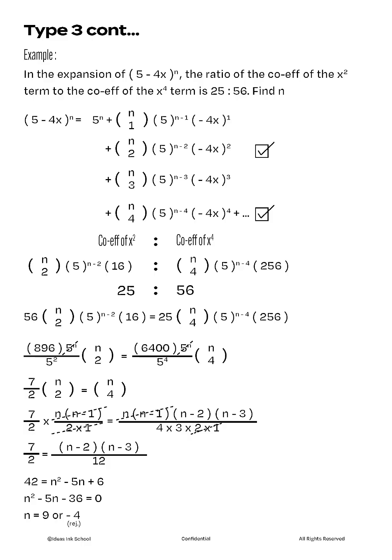Okay, so the next type of type 3 question is also very famous. So take a look at the example on the page, right? The example says that in the expansion of (5 minus 4x) to the power of n, the ratio of the coefficient of the x squared term to the coefficient of the x to the power 4 term is 25:56. So using this clue, can you find n?